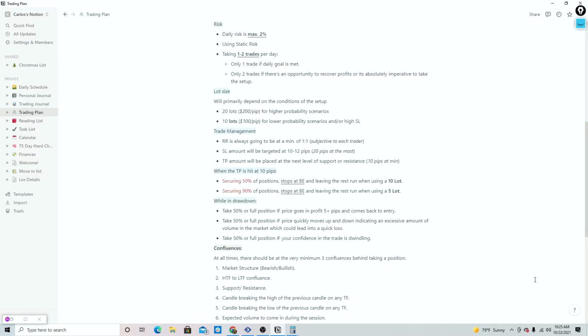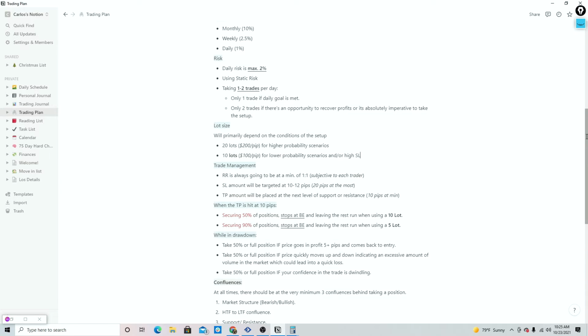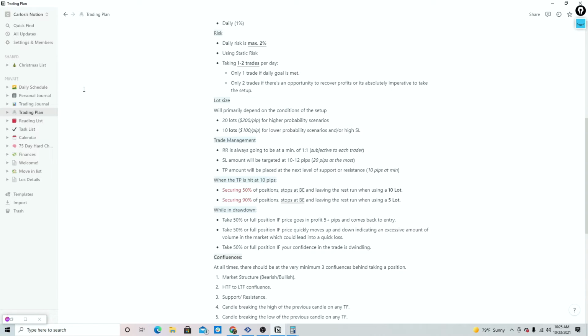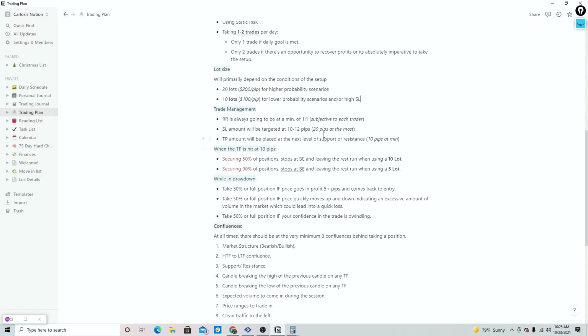And then I would start to see that there's a high rejection, or something like that. Sometimes it's just really subjective. It's really up to you. I really don't focus on risk to reward, rather than just looking at ranges, looking at how price moves, and looking at where, if price breaks this range, the next place that price is going to go to, right? Stop loss amount will be targeted at 10 to 12 pips, 20 pips at most.